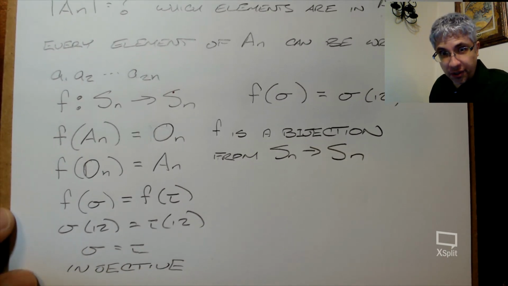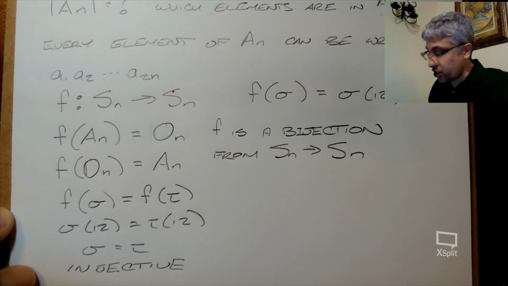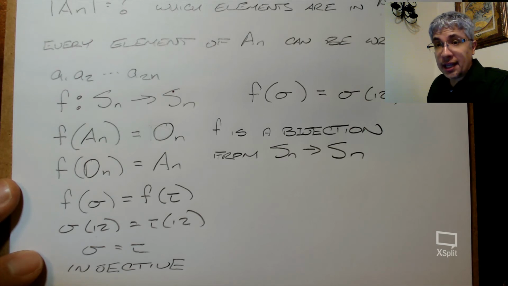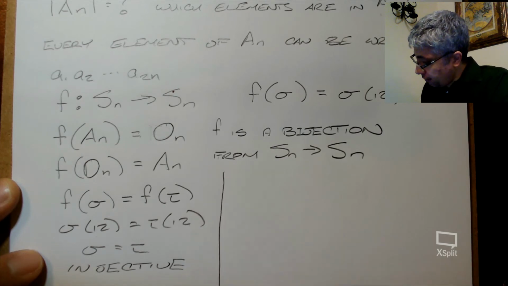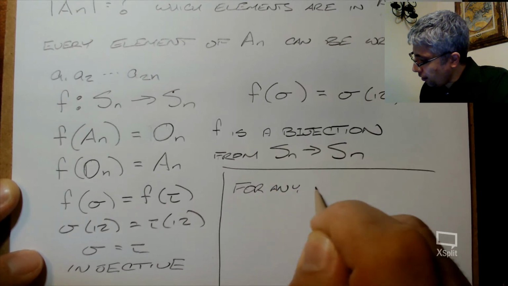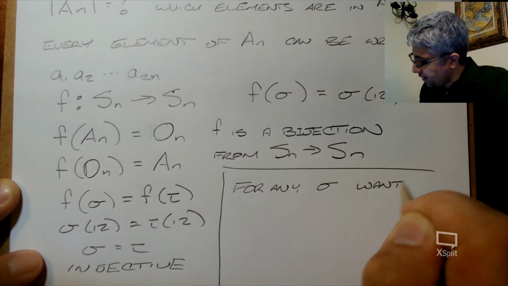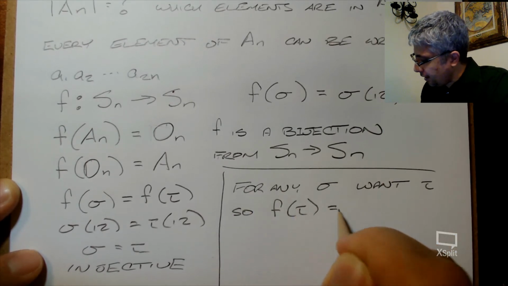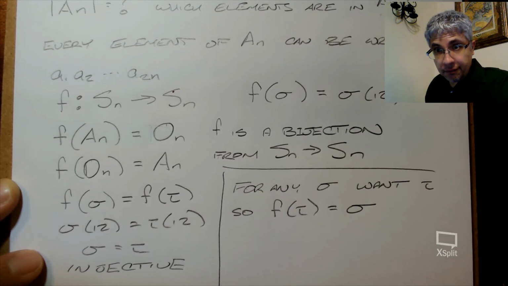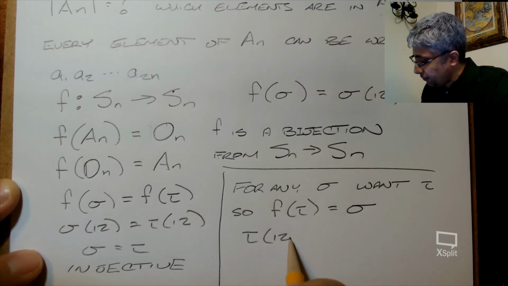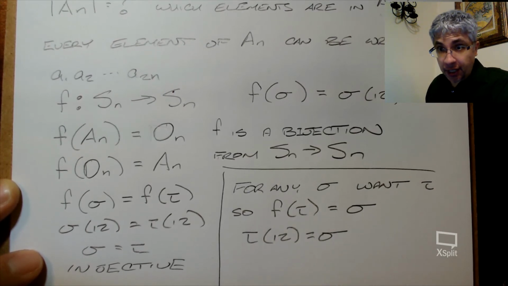Injections and surjections are very important, because it's important to know when something is a bijection. But what about showing that it is a surjection? That means every element can be hit by something. Well, for any sigma, we want a tau so that F of tau equals sigma. What is this? Well, that would mean that tau (1 2) equals sigma. And I have to find tau.